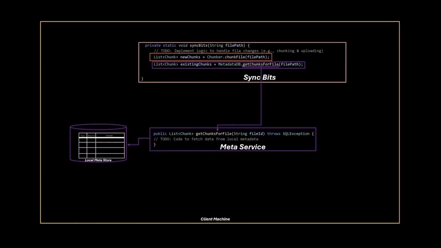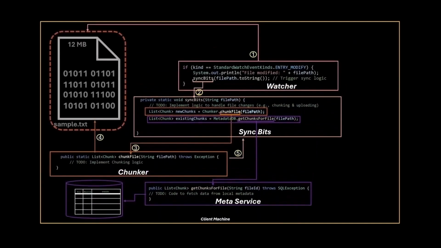And that's how the code inside SyncBit service would look when we add this method call. And this is the flow we have discussed so far. So let's understand what's happening next, which leads us to the step number 6, where we compare the existing calculated chunk with the newly calculated chunk.